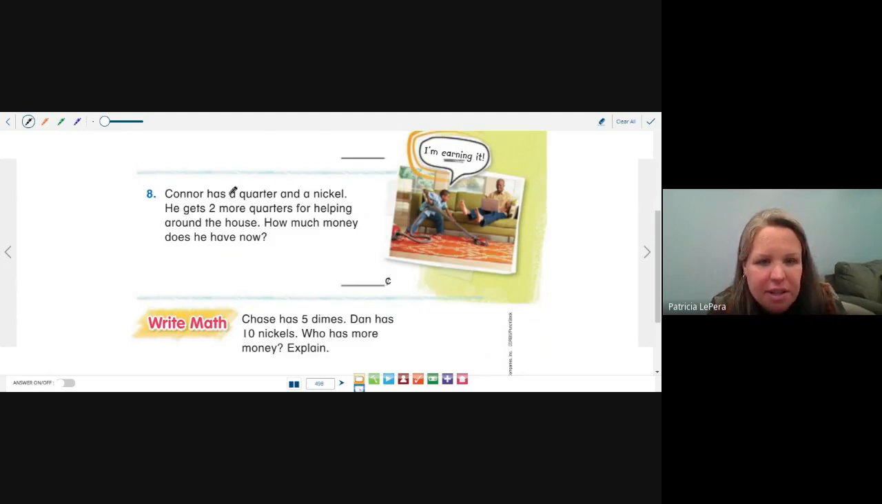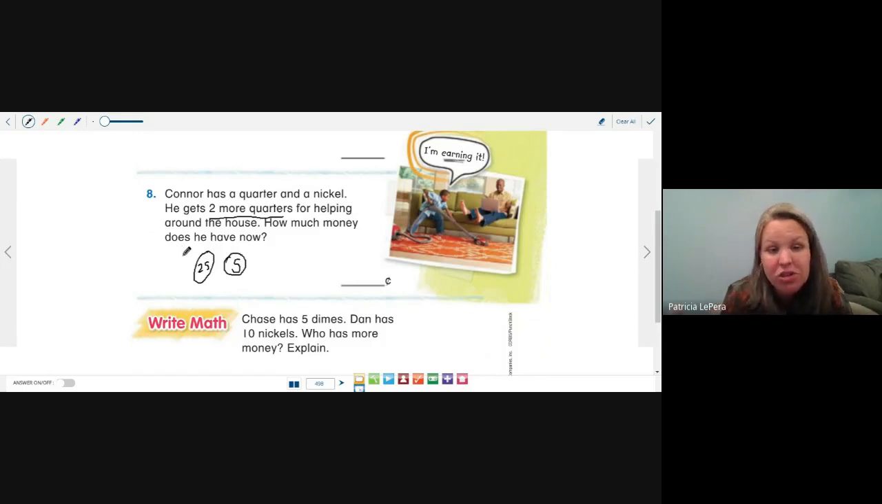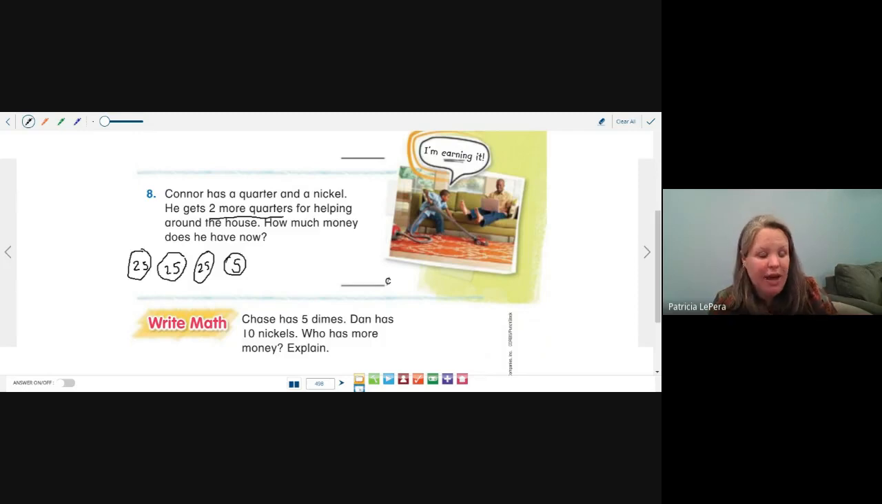Okay, so it says quarter, that's 25 cents, and a nickel, that's 5 cents. He gets 2 more quarters for helping around the house. So I'm actually going to draw them with my quarters over here. 2 more quarters. 25 and 25. So now we're going to find out how much money he has now that he has helped around the house.